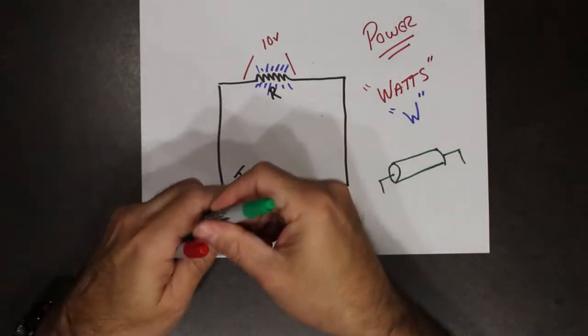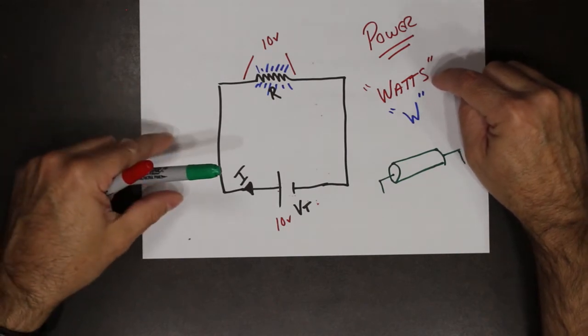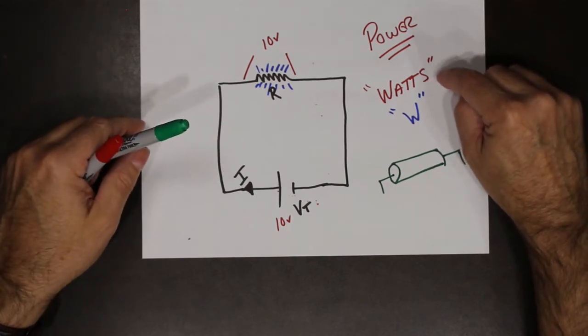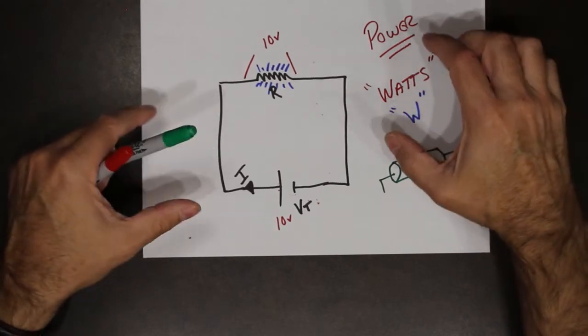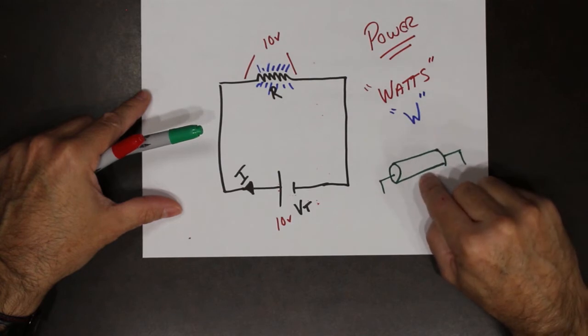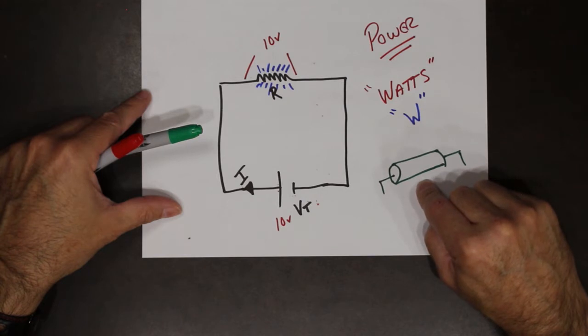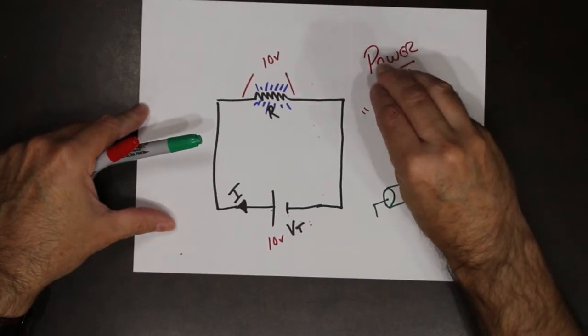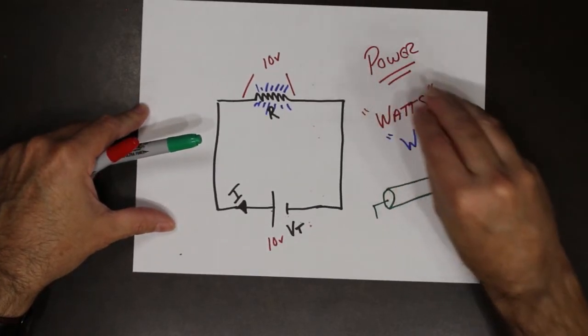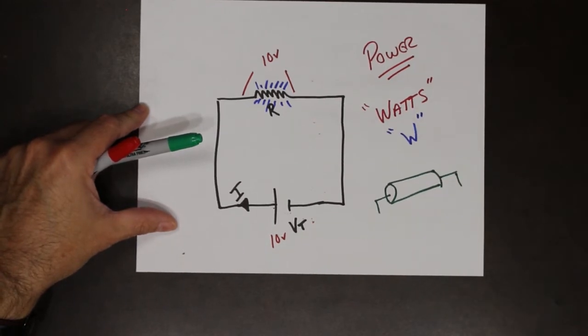So, resistors, when they're dissipating power, that heat comes off of the surface area of the resistor. The larger the surface area, the better the cooling. So therefore, resistors that handle more power are typically larger in physical size.